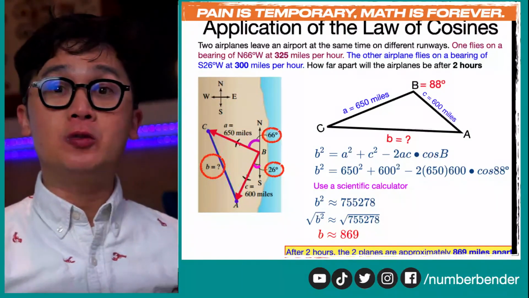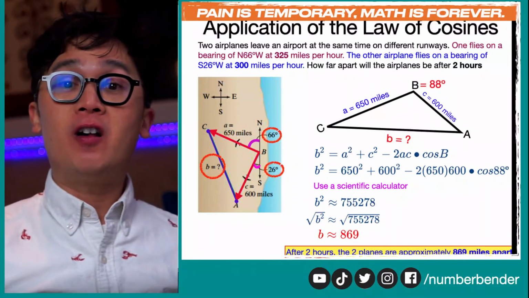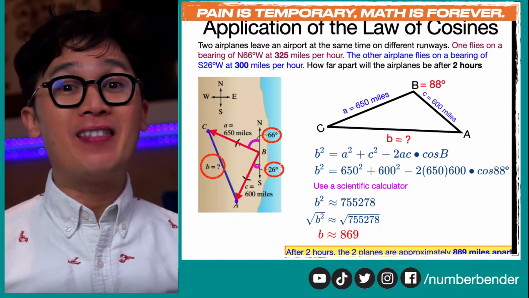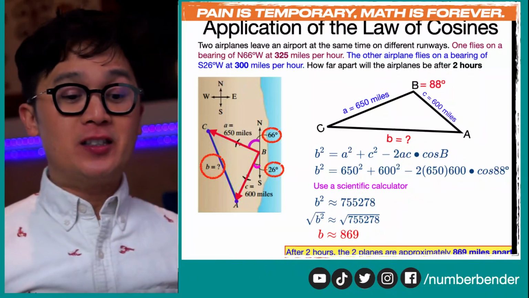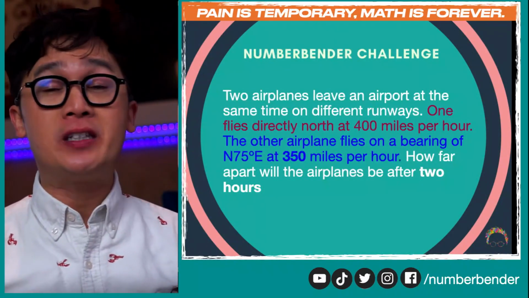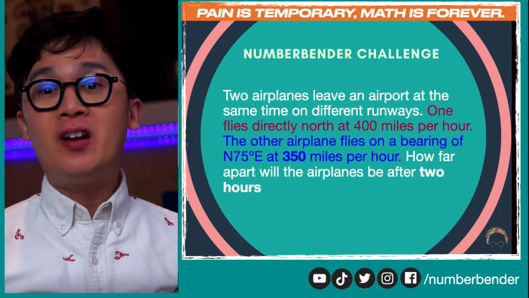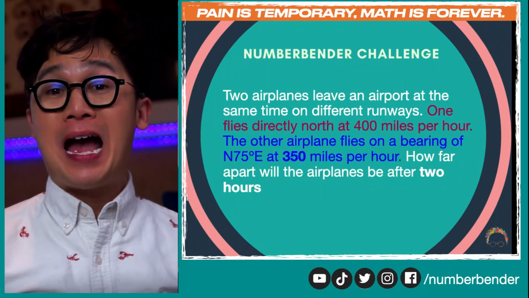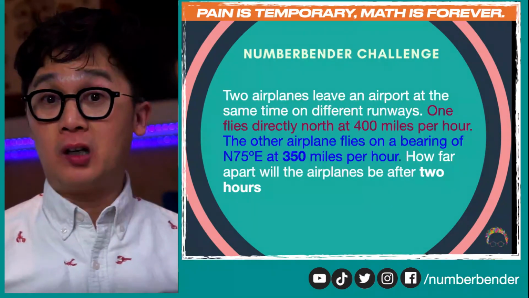And this is how we use the law of cosine and, of course, our handy-dandy graphing calculator to solve for the missing parts of an oblique triangle given the SSS case and the SAS case. So now, using your knowledge and new skill in using the law of cosine in solving for the oblique triangle, see if you can find how far apart these two planes are after 2 hours, which is similar to the last example that I have provided you in our word problem.